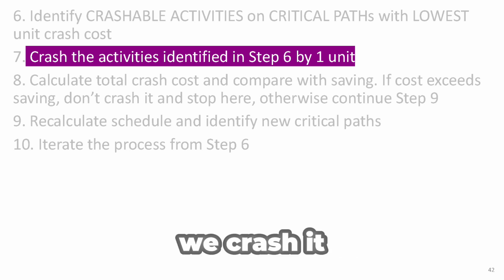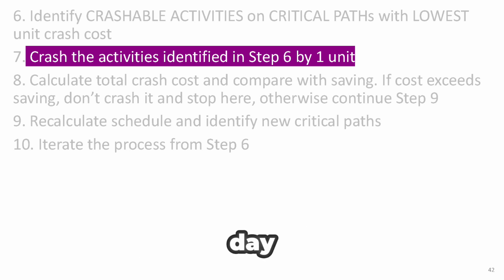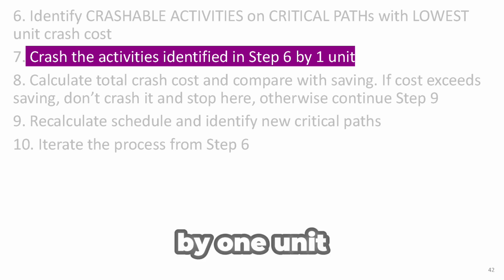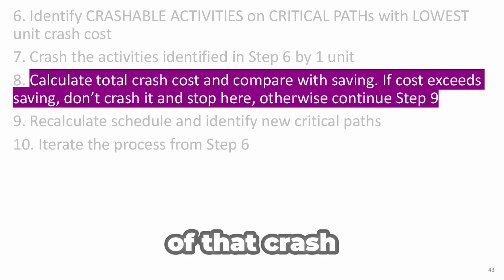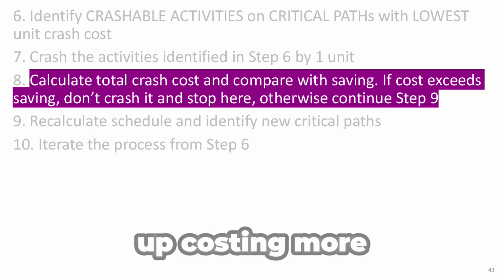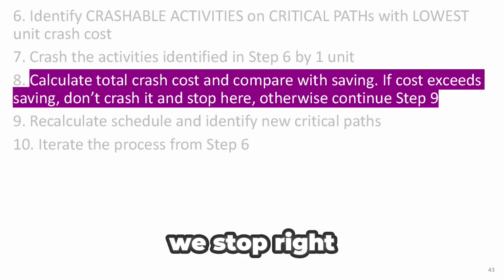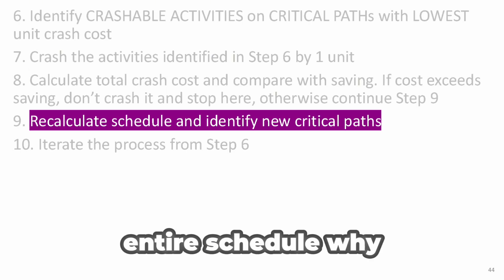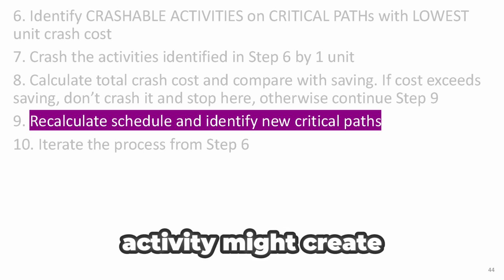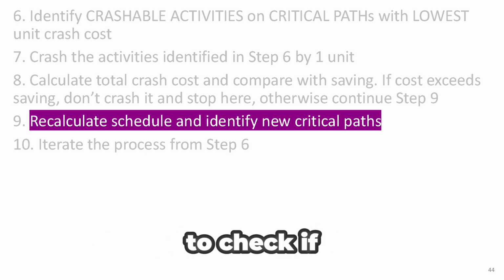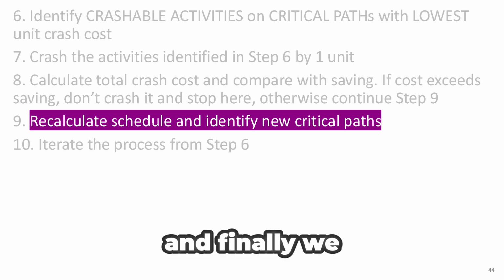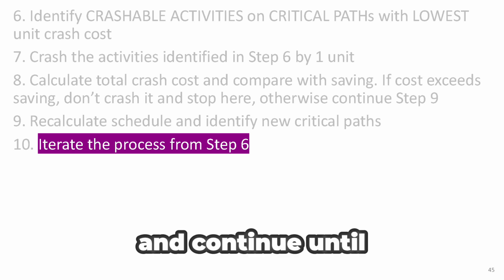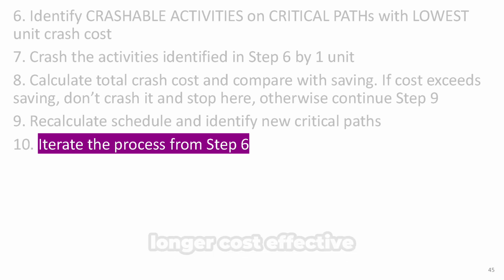Once we pick the best candidate, we crash it by 1 unit. So maybe we shave off a day. Sometimes we may need to crash multiple activities at a time in order to reduce project duration by 1 unit. Then we calculate the total cost of that crash and compare it to the benefit. If it ends up costing more than we save, then it's not worth doing, and we stop right there. But if we're still saving money or time, we move on. At that point, we recalculate the entire schedule. Why? Because crashing one activity might create a new critical path. So we need to check if something else becomes the new bottleneck. And finally, we repeat the process. We go back to step 6, pick the next best crashable activity, and continue until we either hit the minimum project duration or it's no longer cost effective.